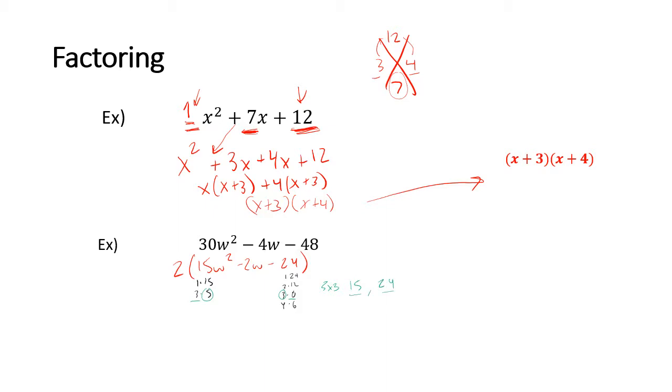Can 15 and 24 ever go together to be -2? No. So that combination doesn't quite work, but we could also check the other way around and say, okay, what if we did 5 and 8? That would be 40, and 3 and 3, that would be 9. That's not going to work either.